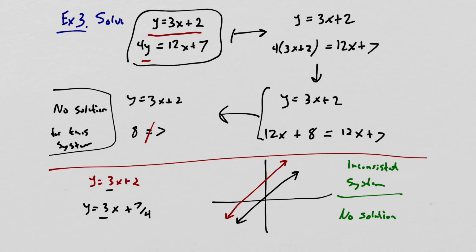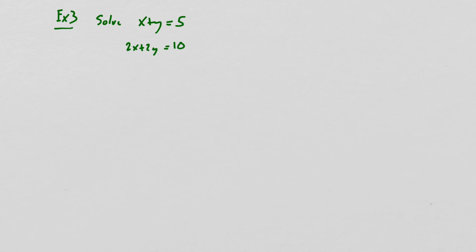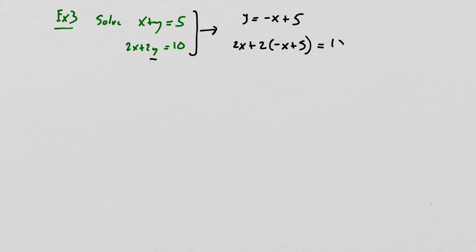Let's look at one more problem using substitution. And we want to solve the following linear system. Again, this time let's subtract an x on both sides for equation number 1. Equation number 1 then becomes y is equal to negative x plus 5. And replace our y variable here with negative x plus 5. Equation number 2 then becomes 2x plus 2 times negative x plus 5, and this is equal to 10.